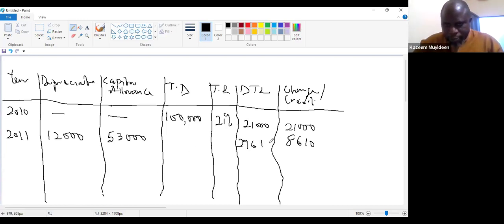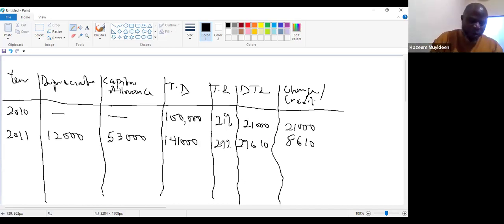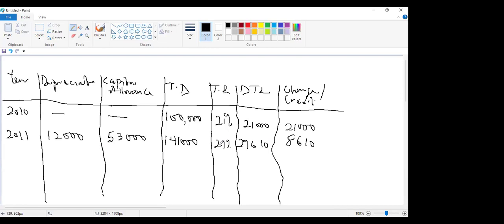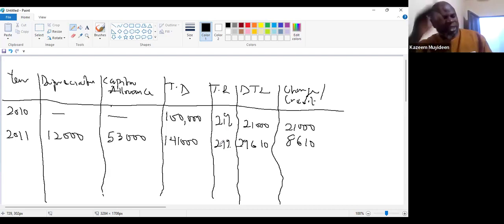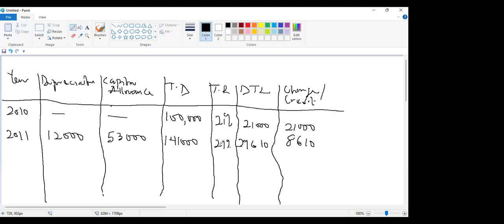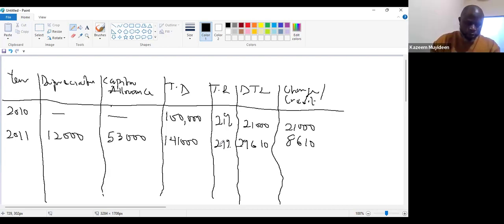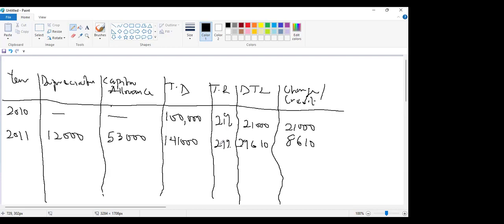Or, my brother and sister, the difference between 12,000 and 53,000 is 41,000. What is the temporary difference brought forward? I will add 100,000. This will give me 141,000 times 21%. What does it give us? It will still give you 29,610. Then 29,610 minus 21,000 gives 8,610.